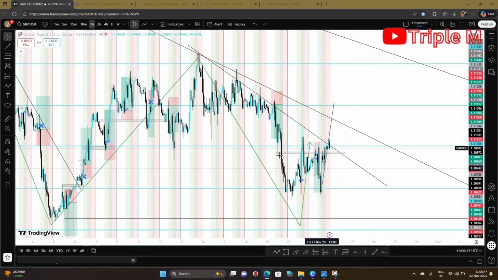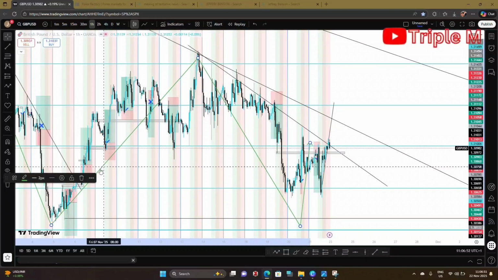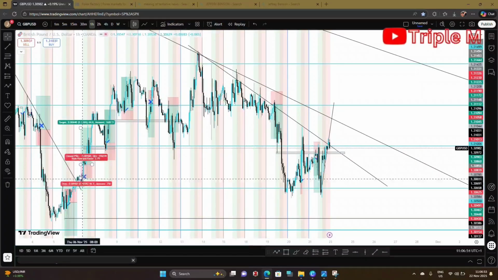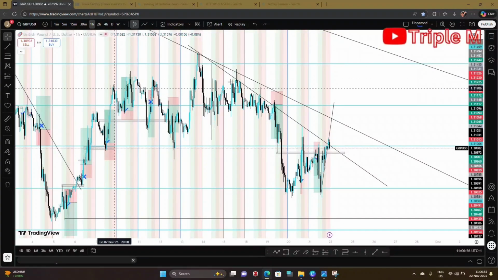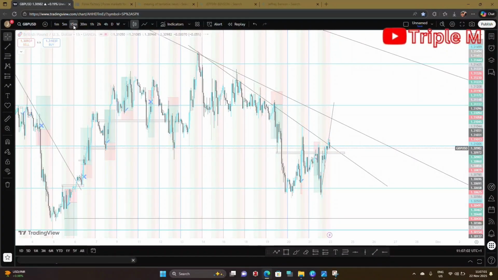And actually, when the market is close to my trendline, there are things I look out for. I look out for patterns. I look out for my psychology levels, which are the blue lines you are seeing across my charts. And again, I look at my trendline, which I've drawn.